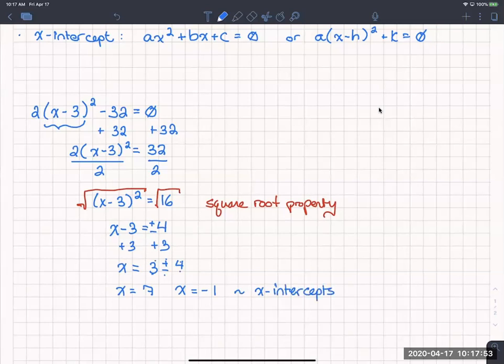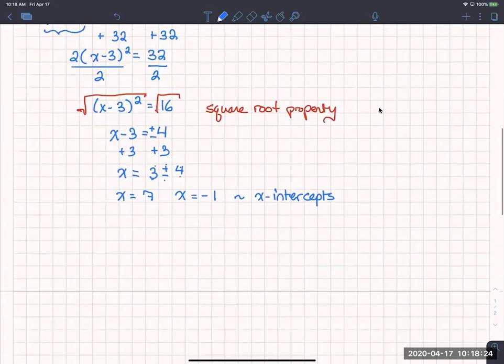So you use the square root property when the equation is in vertex form. If it's in standard form, then you have to factor. Or at least that's the only way we know how to solve a standard form equation for x. Any questions about any of these? Are we good with all of these? Yes. Okay. All right.